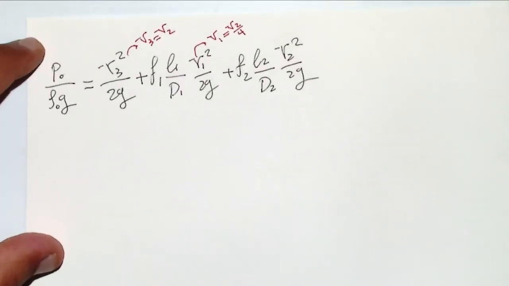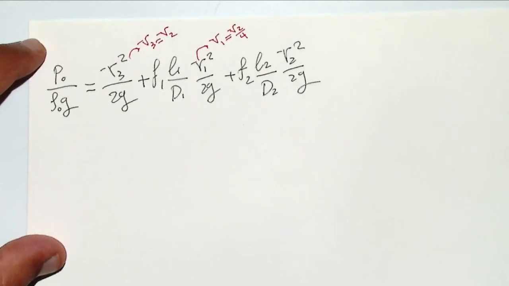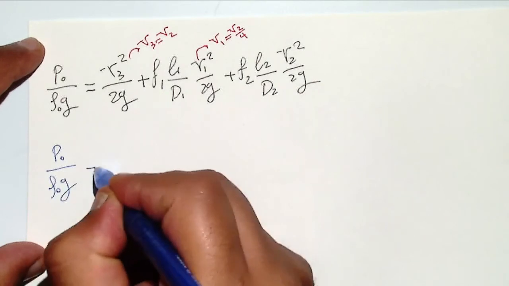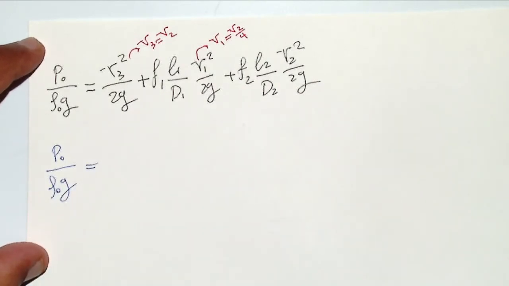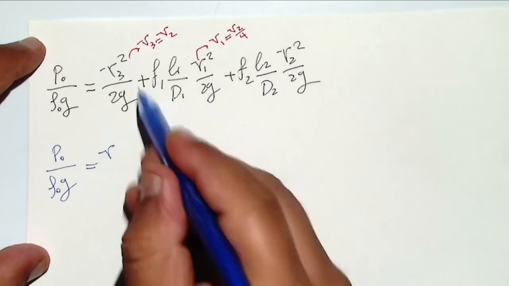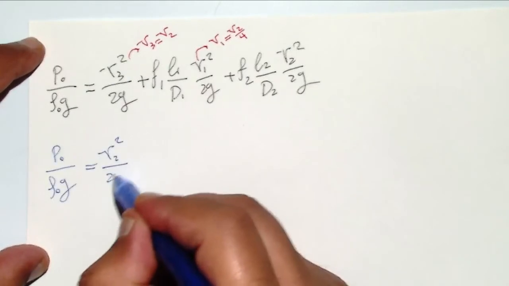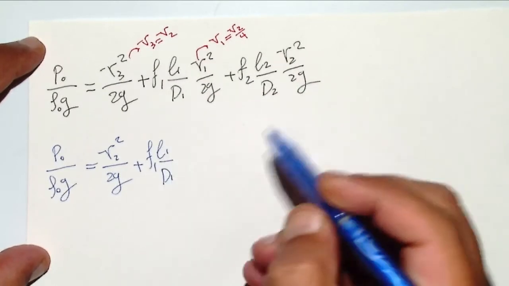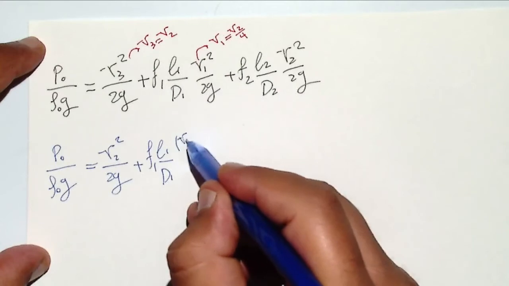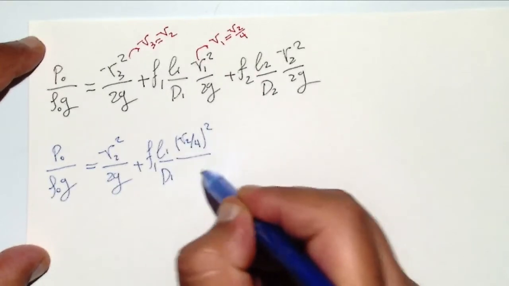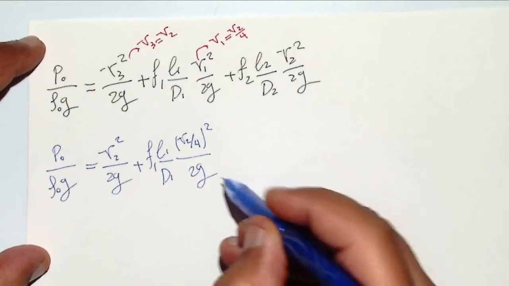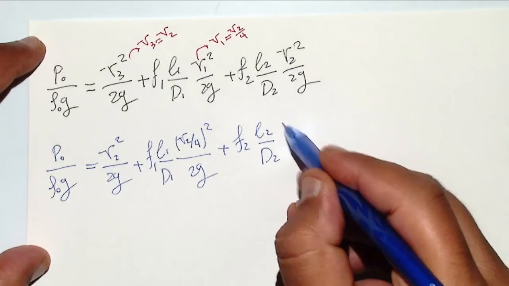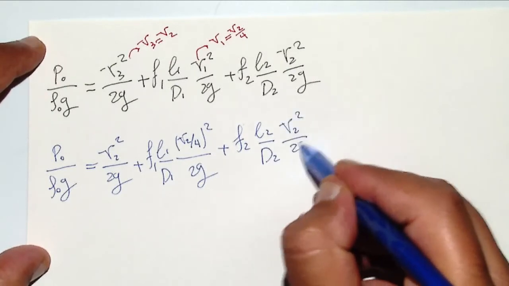Alright, so we find it out from conservation of mass, and here we can rewrite this equation as P0 over rho 0 g is equal to V2 squared over 2g plus F1 L1 over D1, and instead of V1, I can write V2 over 4 to the power of 2 over 2g, plus F2 L2 over D2 times V2 squared over 2g. Okay?